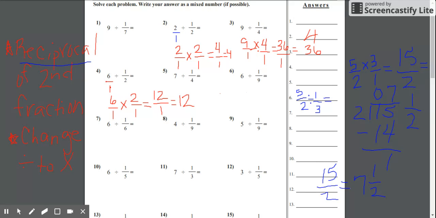This is the same thing. So again, this is how I change an improper fraction into a mixed number. That is called a mixed number. Anytime you have a whole number and a fraction together, that is called a mixed number. So this is how you change an improper fraction to a mixed number.